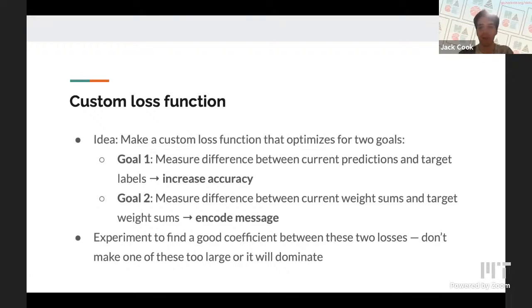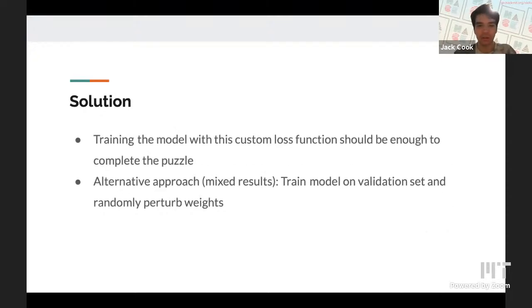And then you can only have one loss when you're training a model, so you basically add these 2 losses together, and then you're going to want to find a good coefficient or trade-off between these 2 losses, because if you make one of them way too large, it will dominate and you won't be able to achieve both goals at the same time. So that is the intended solution to this puzzle. For most cases, training the model with this custom loss function should be enough to complete the puzzle. I know we got a lot of people who messaged us asking about hyperparameter tuning, changing the learning rate, batch size, whatever. You did not have to do that for this puzzle, although I think some of you did.